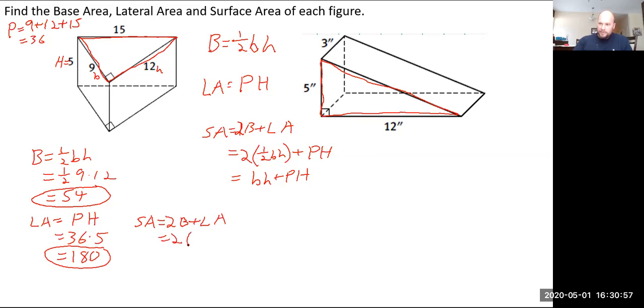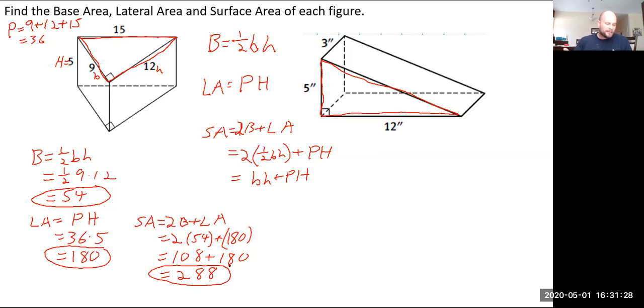So 2 times the 54 plus the 180. Again, I just plug those two pieces into that formula. So 2 times 54, that's going to give us 108. And 108 plus 180 gives us a total of 288. And that's my answer.